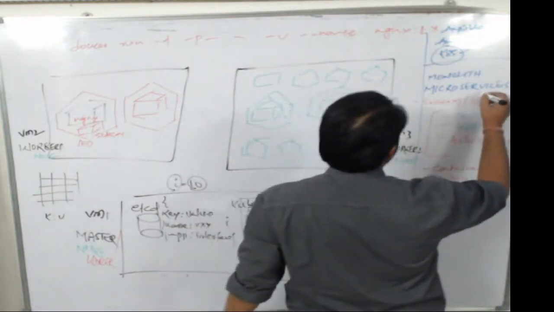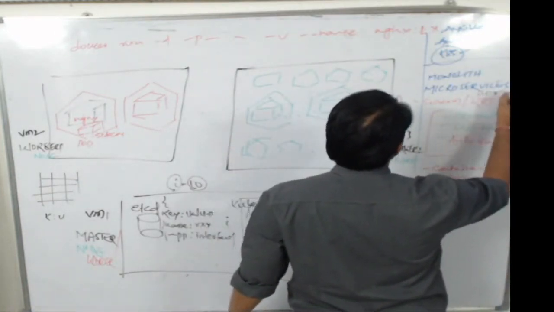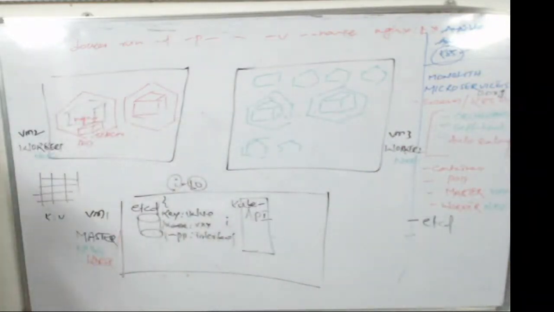The root product was Borg. That was the original product name. And they made it public, not open source. They called it Kubernetes.